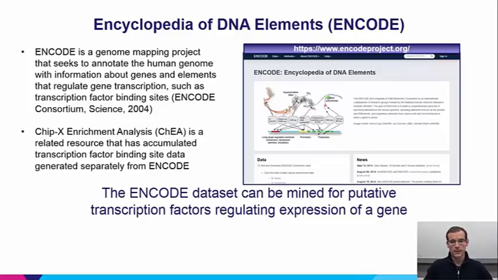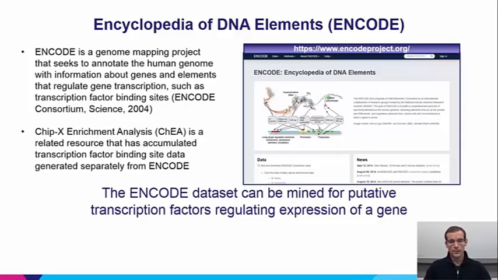So that's the example that I'll talk about here, which is transcription factor binding site maps. You can access data and learn more about ENCODE by going to this web page shown in the screenshot on the right. And I just want to mention a related resource called CHIA, which has accumulated this particular type of data, this transcription factor binding site data, from studies in the literature that are not part of the ENCODE project.